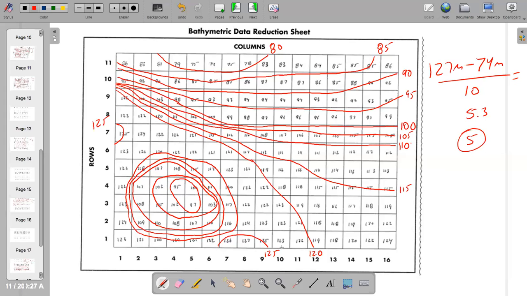Oh, there's another 120 down here too. Let's see, this can actually go, this can go like that. I missed those. Let's see, 120, that's good.